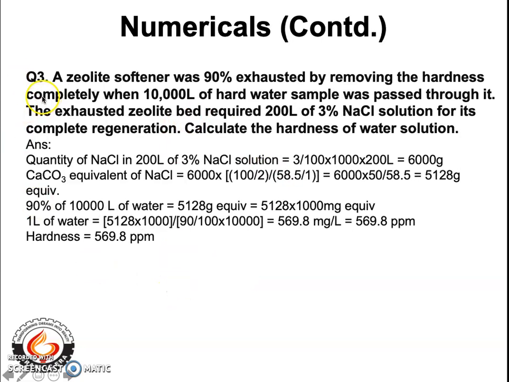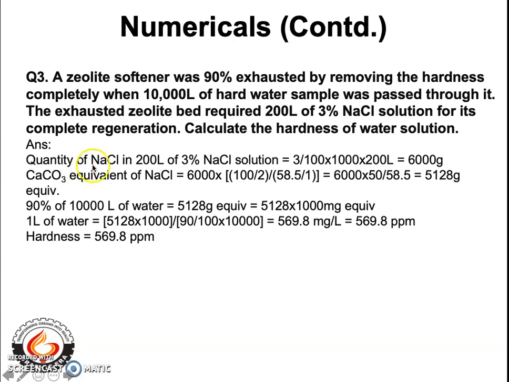Now the third numerical based on the zeolite process is, a zeolite softener was 90% exhausted by removing the hardness completely when 10,000 liter of hard water sample was passed through it. So here the catch point given is that the zeolite softener was 90% exhausted while removing the hardness completely when 10,000 liter of hard water sample was passed through it. Now the exhausted zeolite bed required 200 liters of 3% sodium chloride solution for its complete regeneration. So we have to calculate the hardness of the water solution.